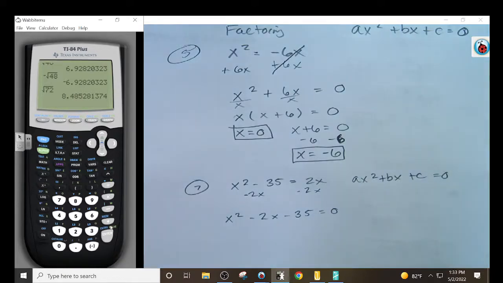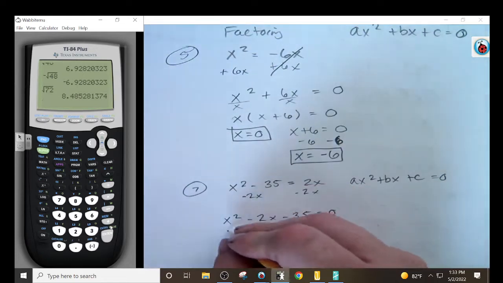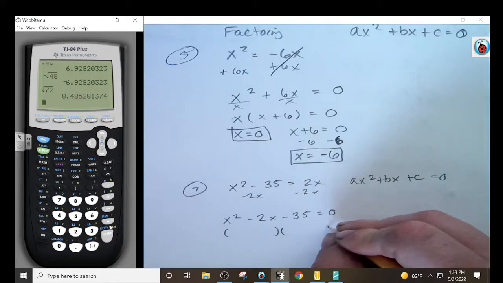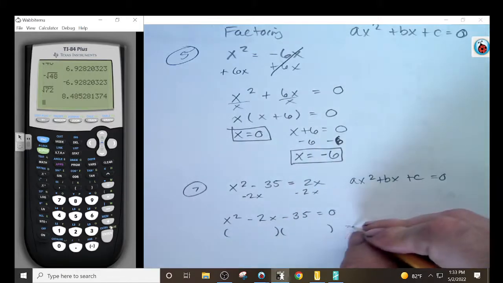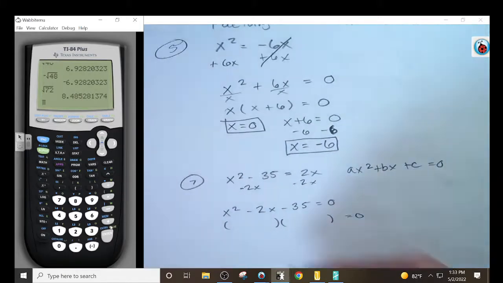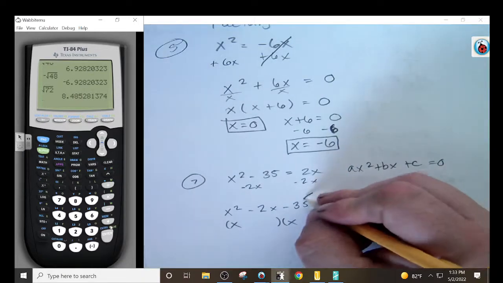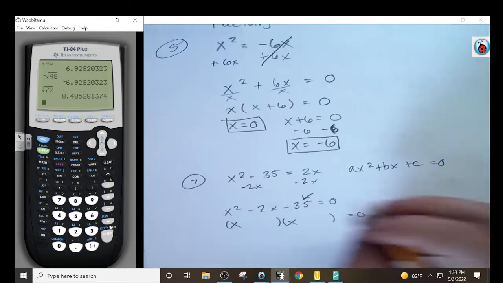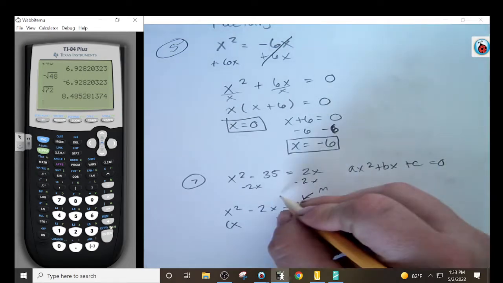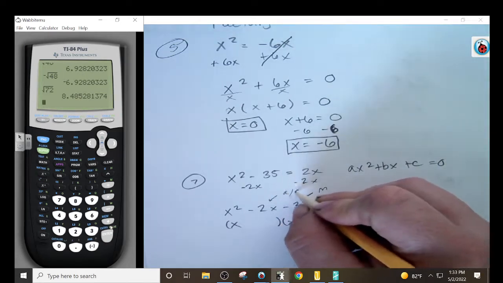All right, so you've got a quadratic trinomial and you're factoring. So what that means is you're going to have two parentheses. The variable being used goes up front. All right, now we need two numbers that multiply to give me negative 35. So you got to multiply to give you that. Add or subtract to give.